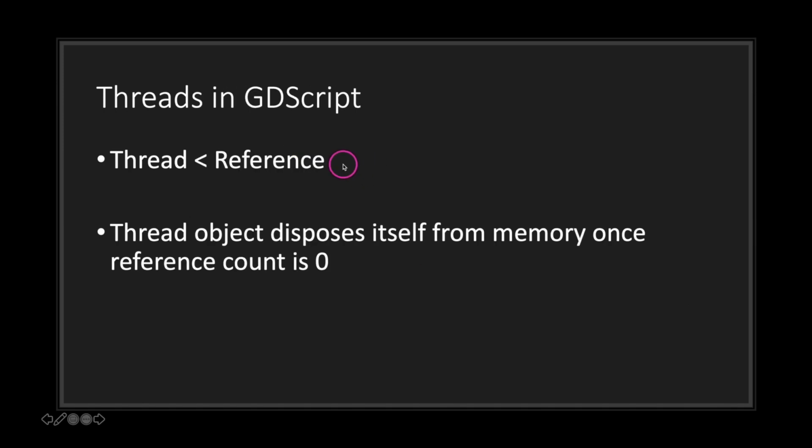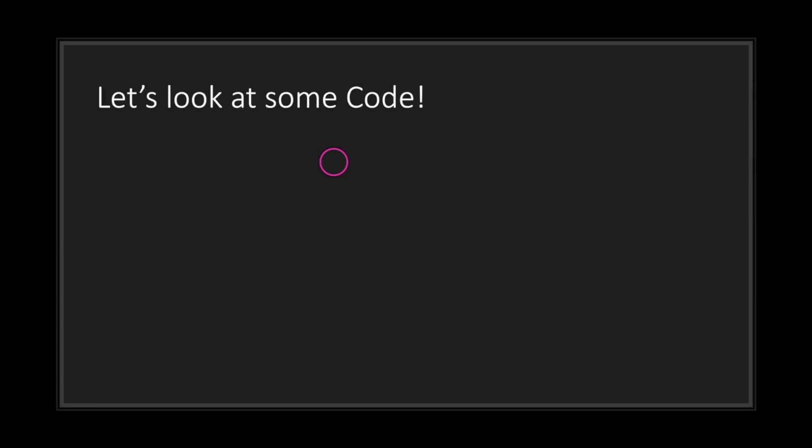One thing to keep in mind is that the thread class object inherits from the reference class. So basically, your thread object disposes itself from memory once the reference count is 0. So that's good news when using threads in GDScript. You do not have to worry about managing your thread in memory. That is done for you. Now let's go ahead and take a look at some code.